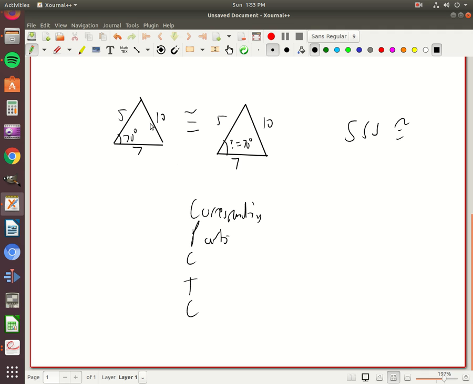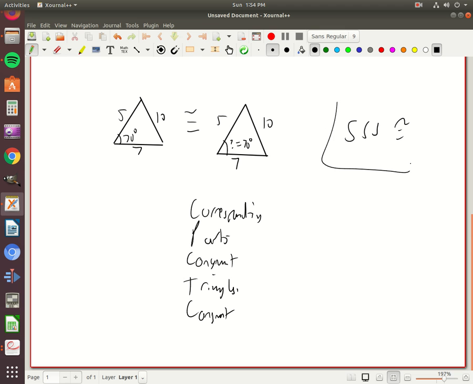This is the angle across from 10. They correspond. Congruent triangles. I just proved that these triangles are congruent. They're the same size and same shape. Well, those corresponding parts are also congruent.